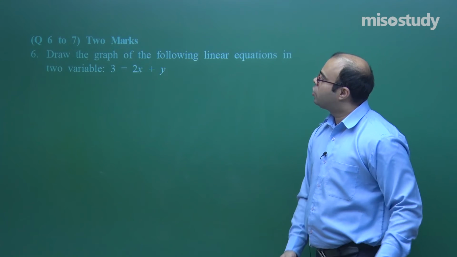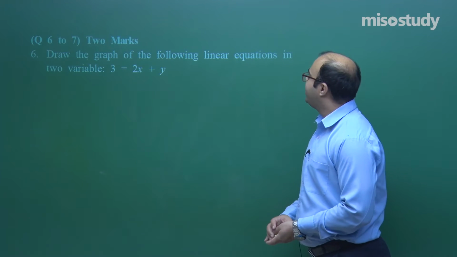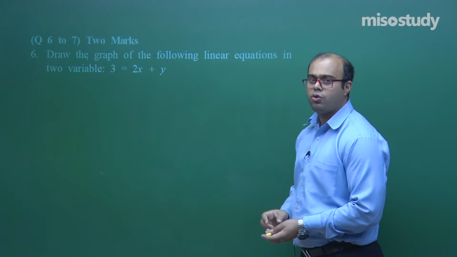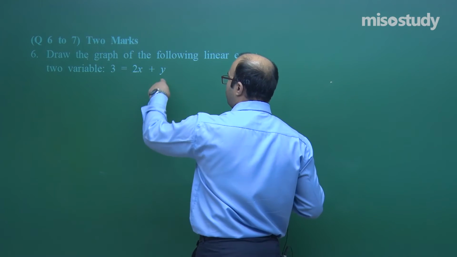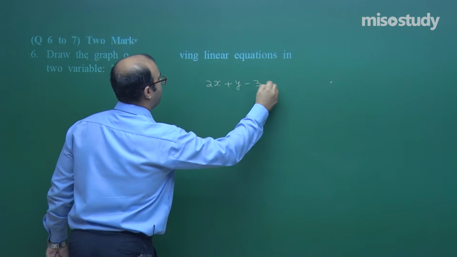Let us come to question number 6, which is of 2 marks. Draw the graph of the following linear equation in 2 variables. So, this is a linear equation in 2 variables. We have to draw the graph. 3 is equal to 2x plus y. We can write it like this, 2x plus y minus 3 equal to 0.